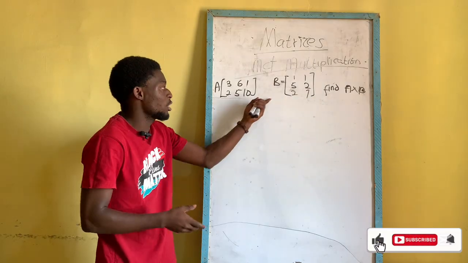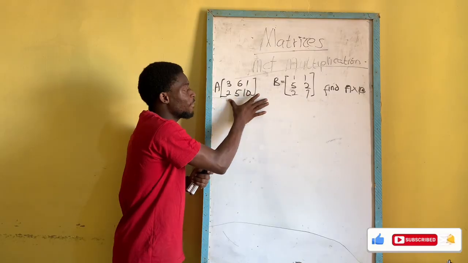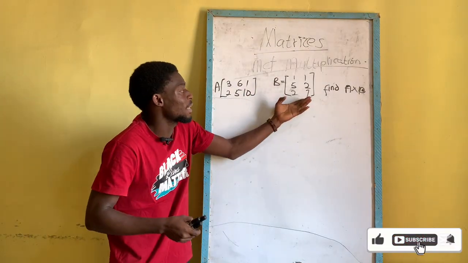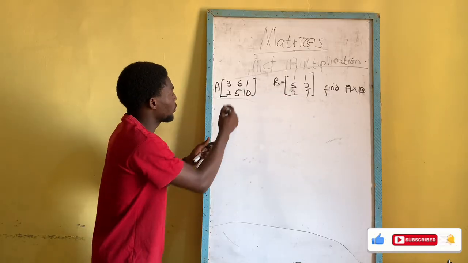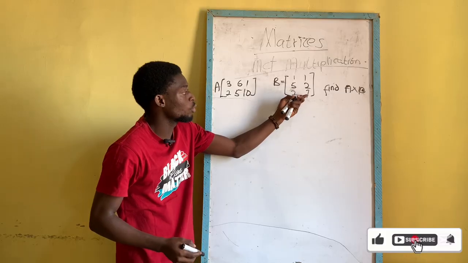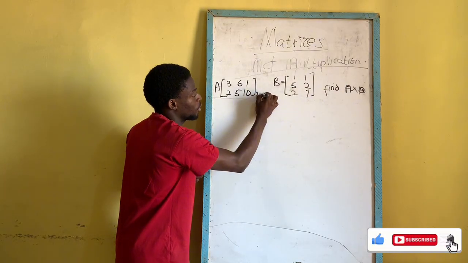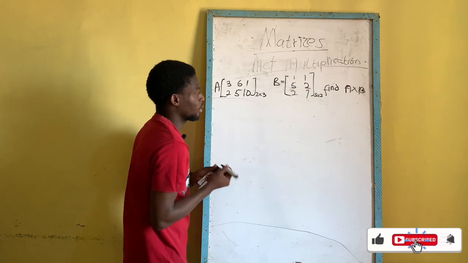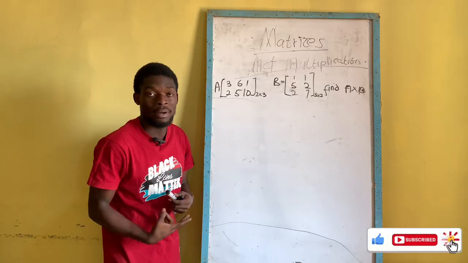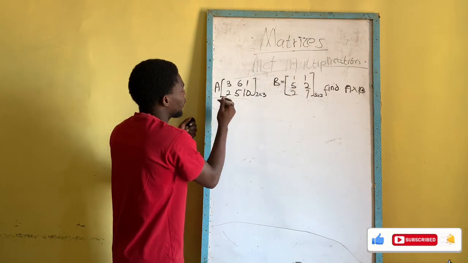You can multiply them because they are conformable, in the sense that the number of columns in the first matrix, which is matrix A, is the same as the number of rows in the second matrix. So we have 3 columns, and 3 rows here. So they are conformable. After multiplying this, you are going to have a 2 by 2 matrix. So without wasting much time, let's look at the solution.